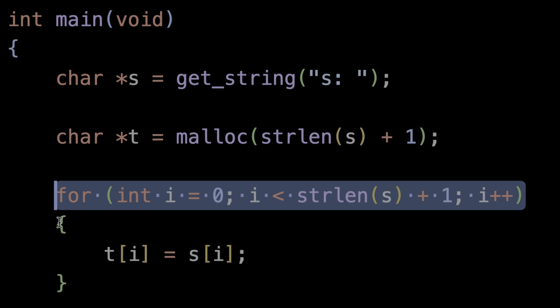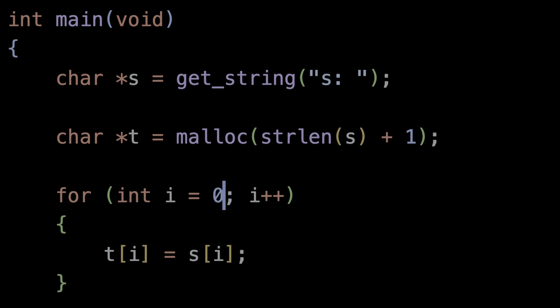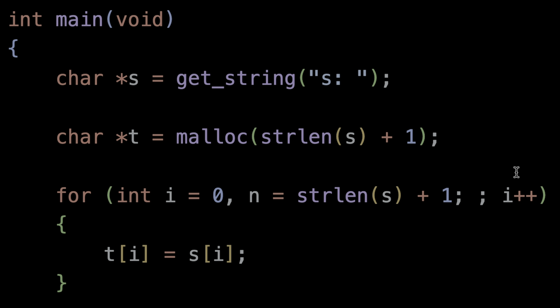I can actually define two variables at once. I could do this. Let me remove this whole condition. And let me add a comma after i equals 0, set n, or any variable, equal to the strlen of s plus 1. And then, after the semicolon, just ask the question while i is less than n.